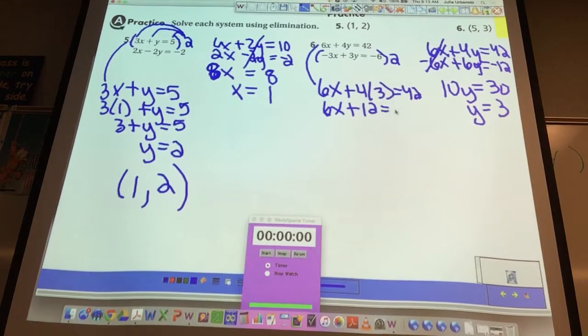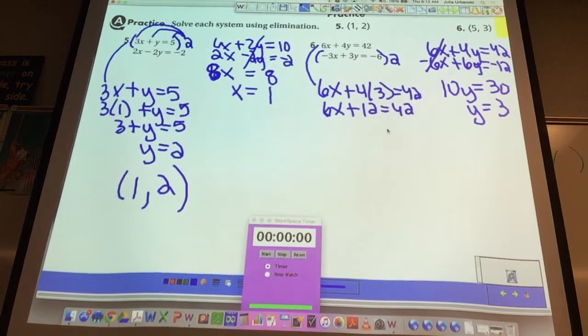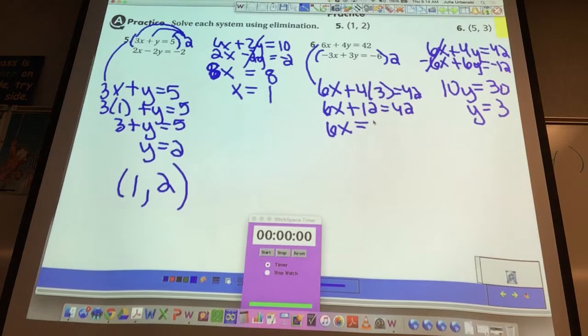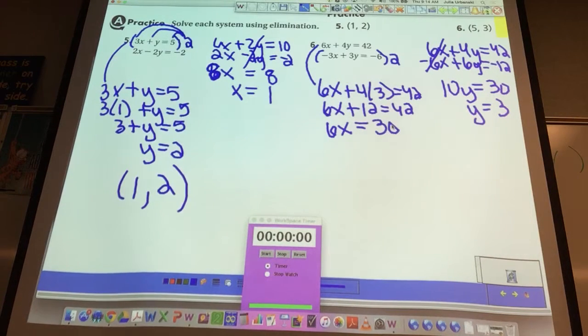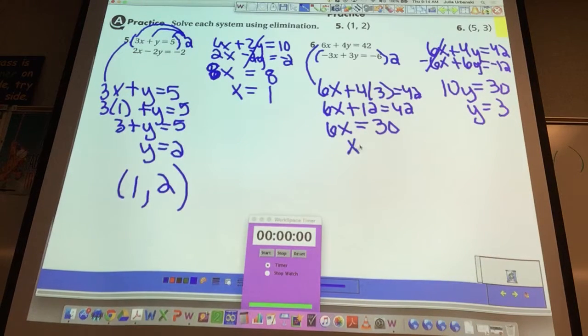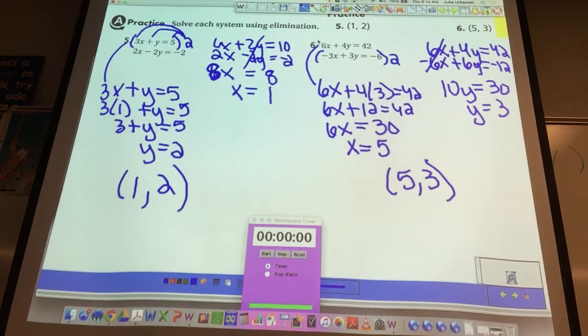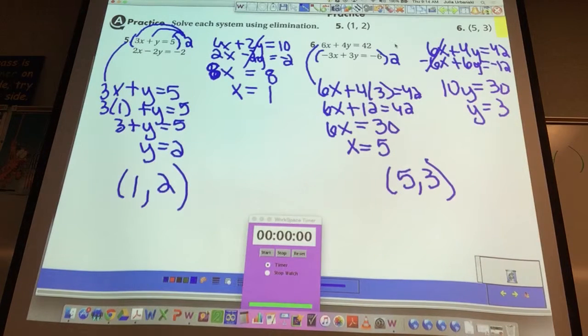I plugged into x. I do that sometimes too and I completely forget. But if you plug it and check it, then you go back and look. 6x equals 12. 42 minus 12 is 30. x equals 5. When you plug it back in and check it, that one will work. 30 plus 12 would be 42.